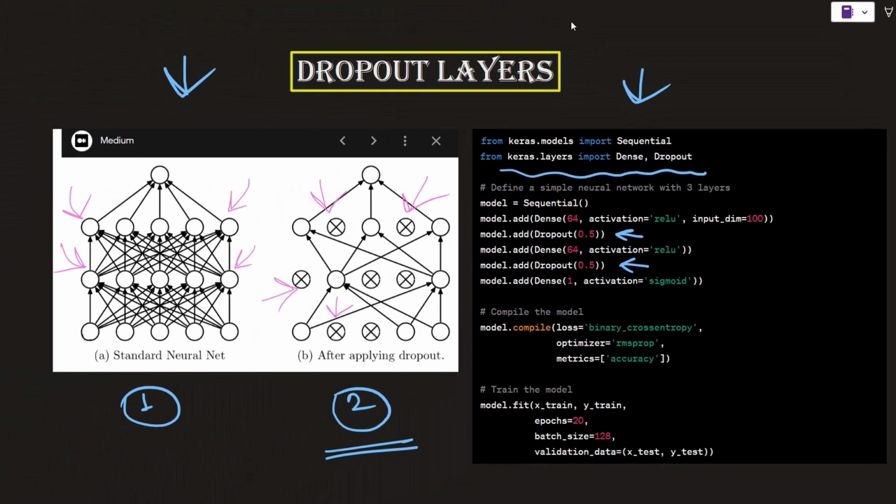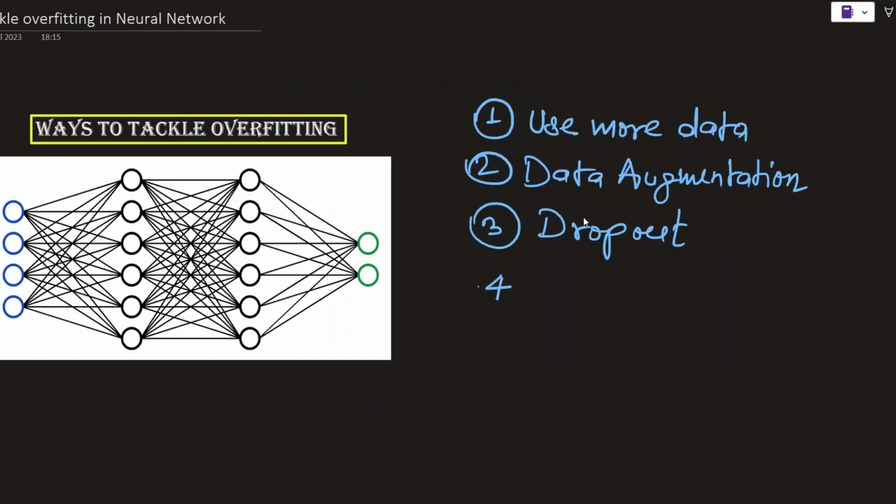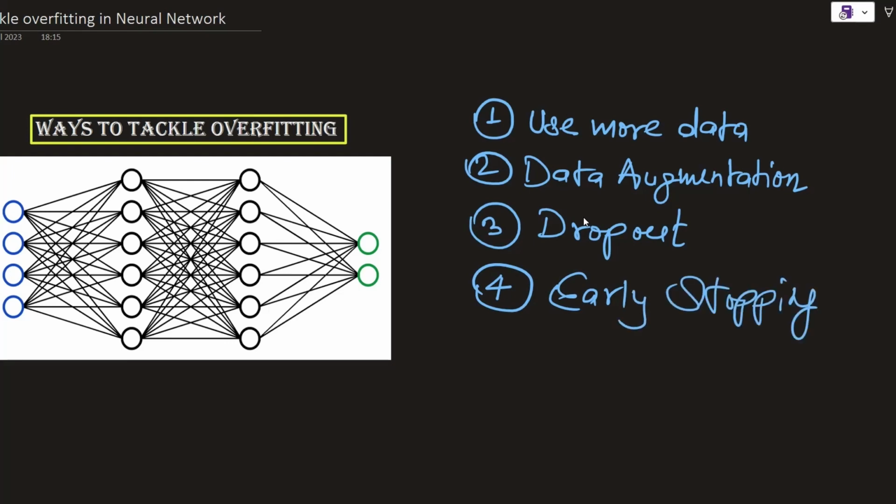And this was all about the dropout layers. Now let's move ahead and discuss the next technique to tackle overfitting. And the fourth technique in order to tackle overfitting would be using early stopping. So let's move ahead and discuss this particular technique in detail.